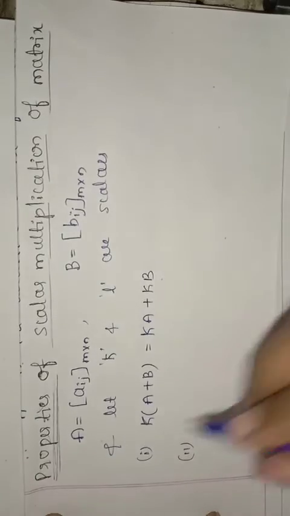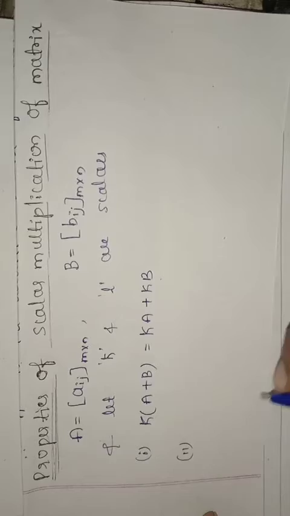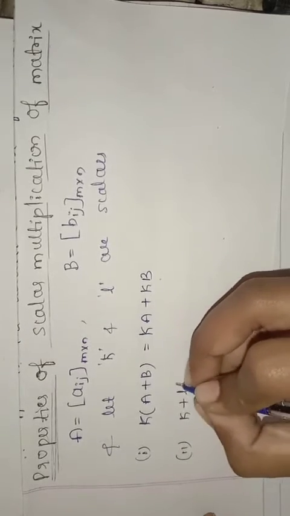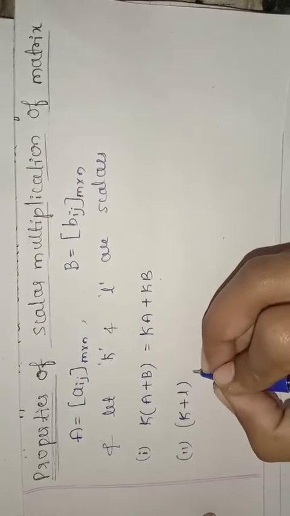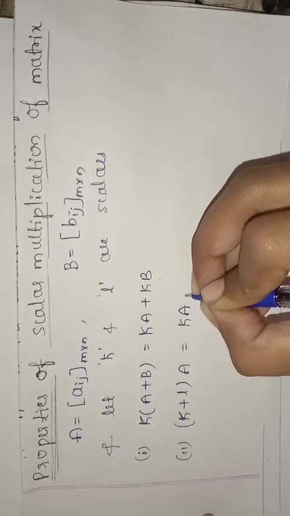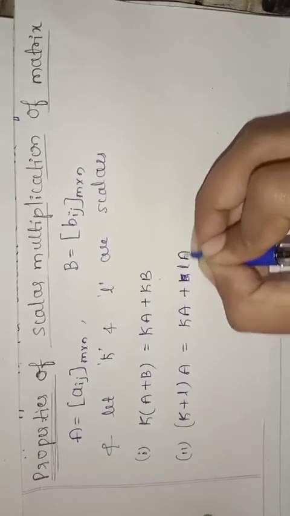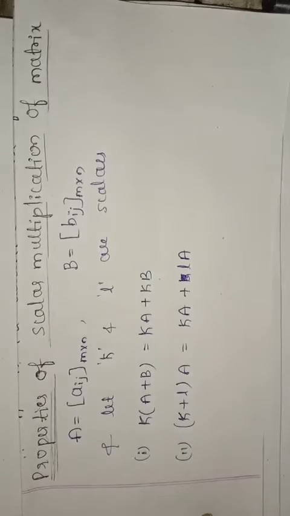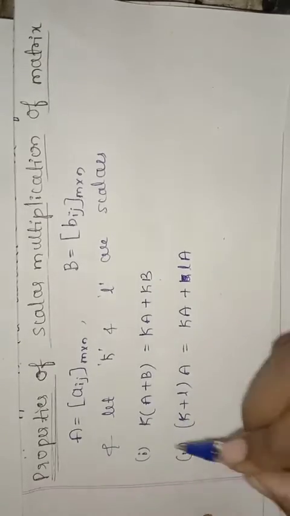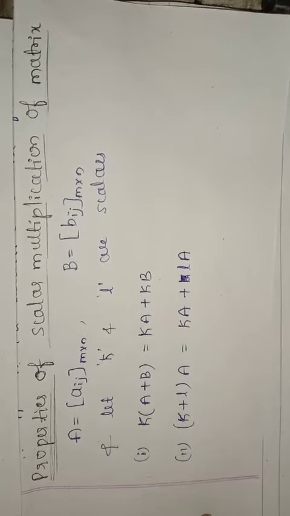This is called the distributive law: K into A plus K into B. And we have one more: if you multiply (K plus L) scalar to one matrix, that can be written as K into matrix A plus L into matrix A. So these are the two properties which come under the scalar multiplication of matrix. So let's prove these two properties. Very simple proof, so we will just go through it.